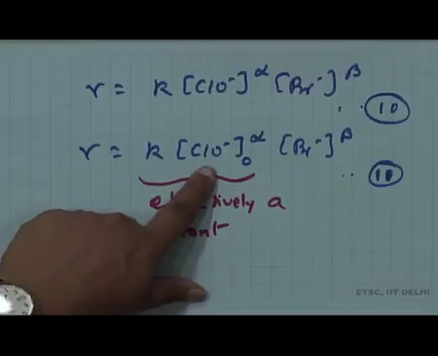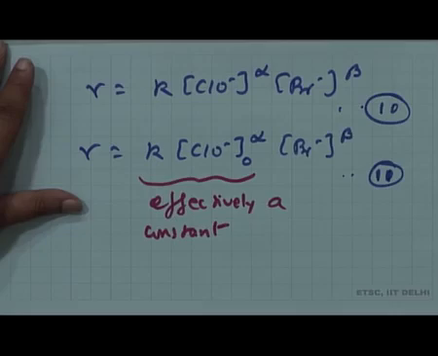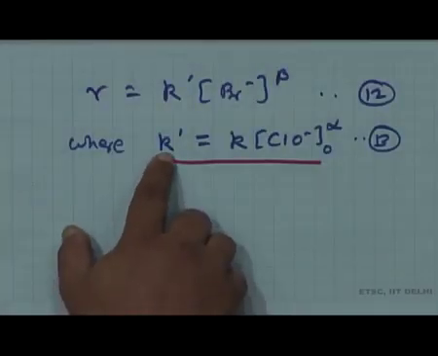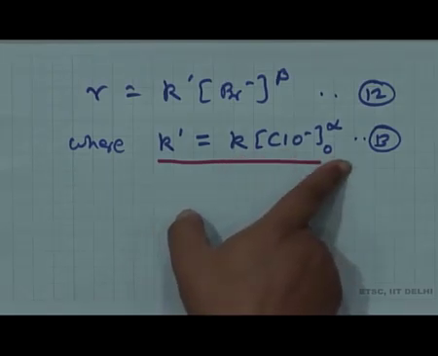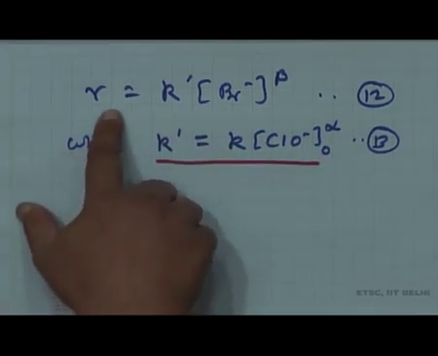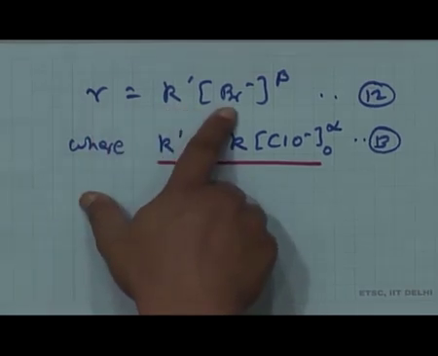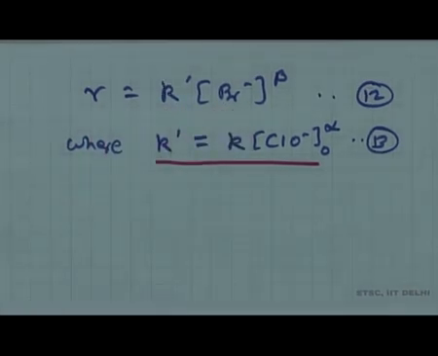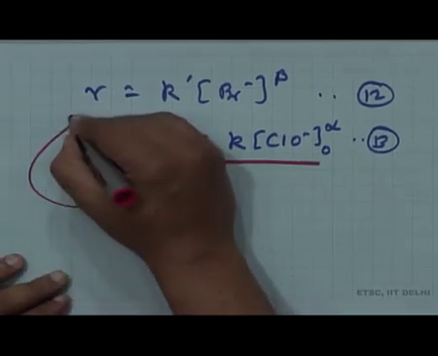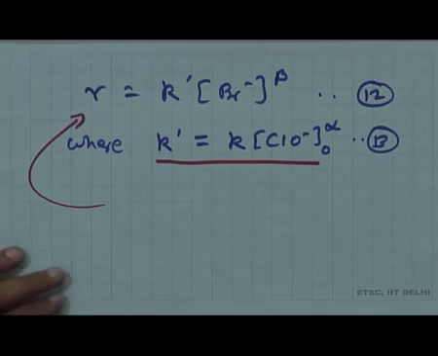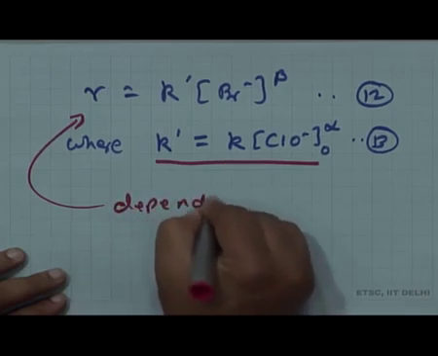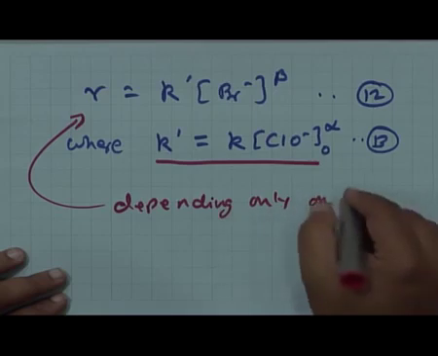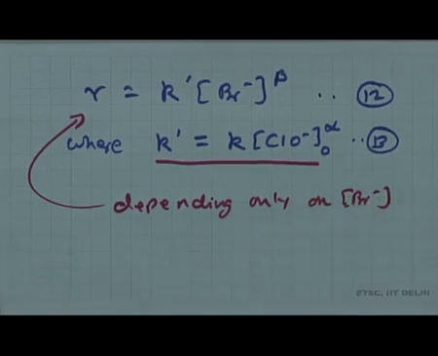Having done that, because this is a constant and this K is also a constant, we can immediately replace this by another constant, which is K prime. What is this K prime equal to? K prime is equal to K times the initial concentration of ClO minus raised to the power alpha, and in this original equation what we have is R is equal to K prime times Br minus to the power beta. So, this essentially becomes a rate equation depending only on the concentration of Br minus, because the ClO minus is held constant, right.